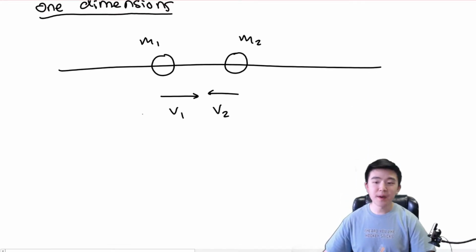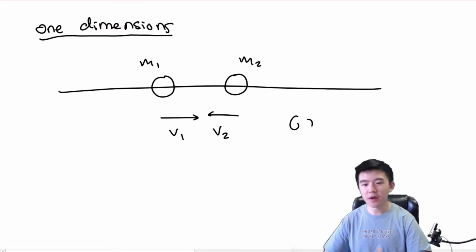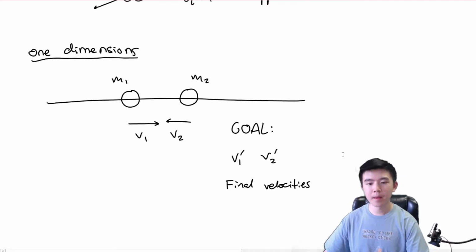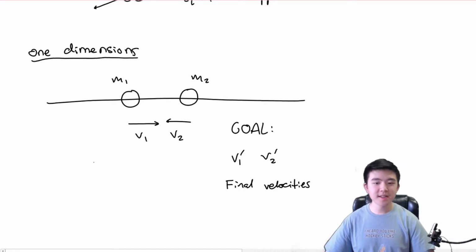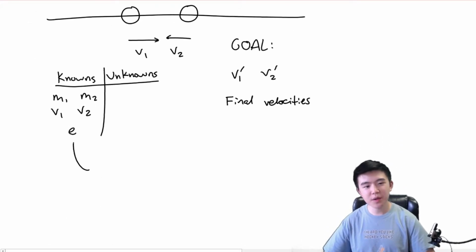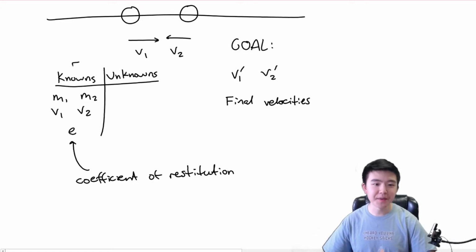So, what do we want to figure out? We want to know the final velocities of these two balls. That's our goal: to find v1 prime and v2 prime, the final velocities of the two balls. Let's lay out what we know in a nice table, with our knowns and our unknowns. What we know is m1, m2, v1, and v2. We also know an extra parameter called e, the coefficient of restitution, which I'll explain later on. Basically we have five knowns and two unknowns, v1 prime and v2 prime.